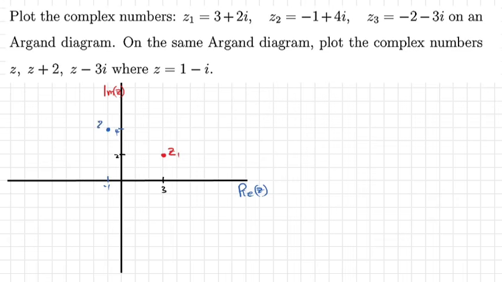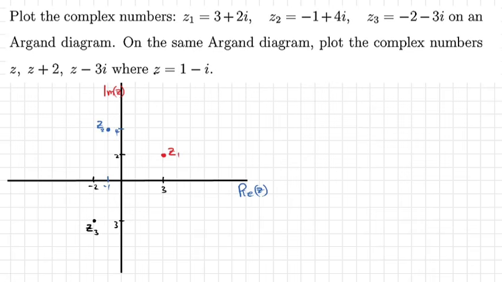So let's label this as Z2. Next we have Z3, which is -2 in the x, which is here. This is our -2. And -3 in the y is here. So it means that our complex number is right here. So let's label it as well. This is Z3. Okay, so we have plotted those 3.